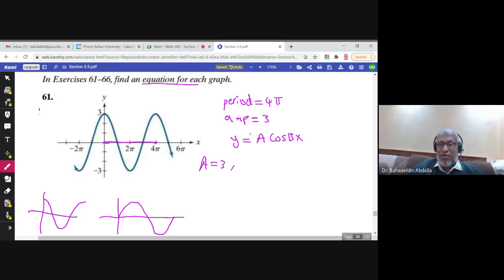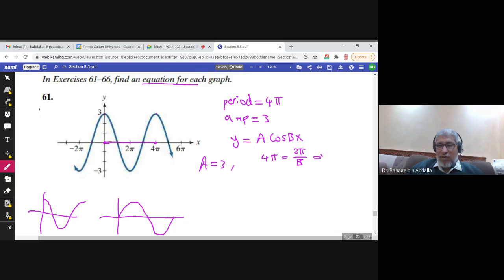And B, how to find B now? Okay, how to find this B? Okay, what do you know? I know that the period is 4 pi, and I know that the period is 2 pi over B. That's the definition of the period. It's 2 pi over b, and it is 4 pi from the graph.